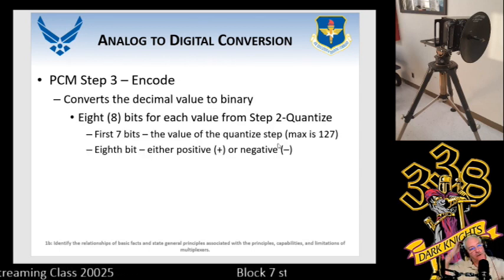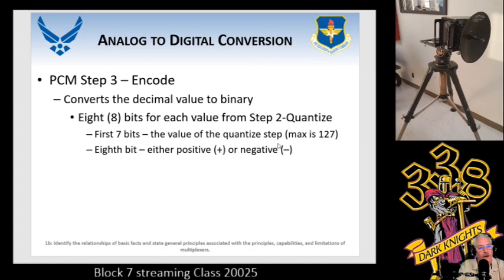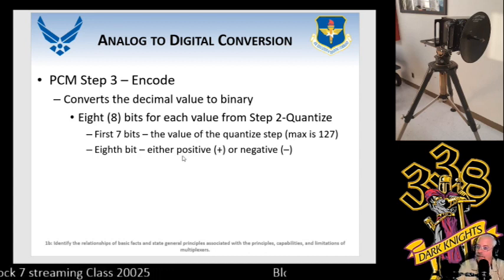The next part is called encoding. So you have sampling, quantizing, and now encoding. There are 8 bits. Wait a minute, I just told you there were 7 on the negative and the positive 127. Interesting. Oh look, the first 7 bits gives us the 127. The 8th bit is going to identify whether it's on the positive side or the negative side. Oh look, we have an 8-bit word.